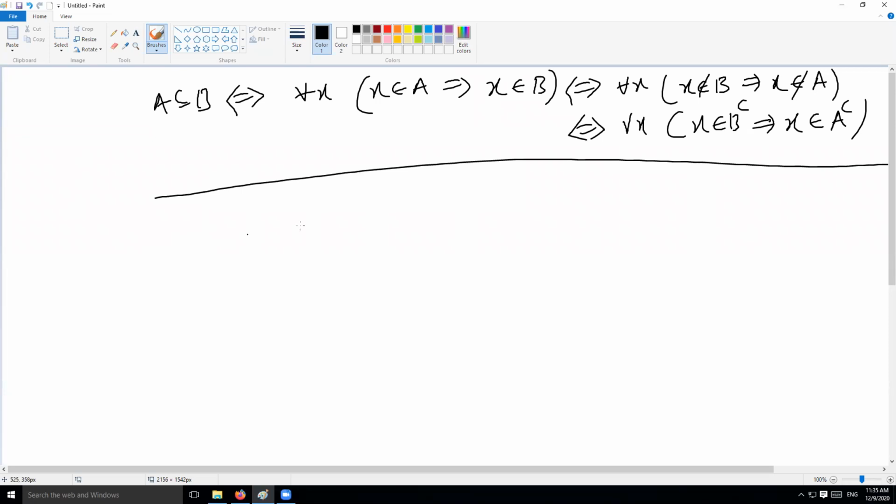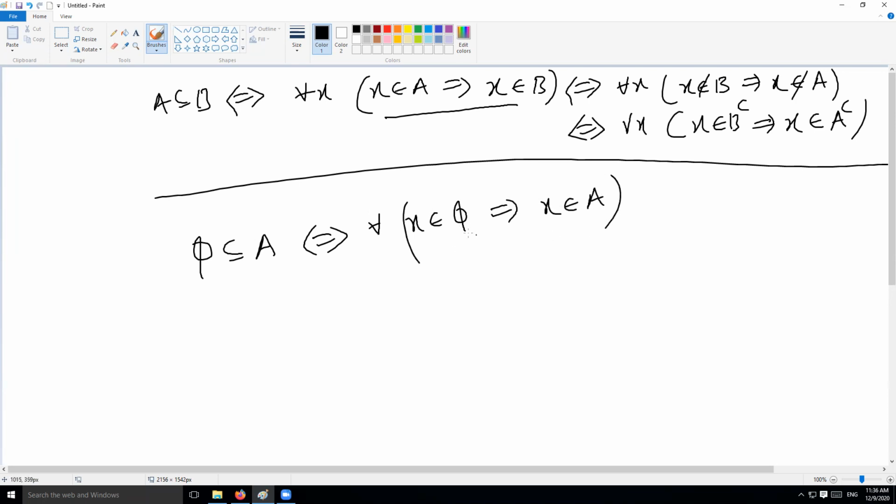Now I want to prove that, take A to be any set and phi the subset of it. In order to prove that phi is the subset of A, I need to prove that for all x, if x belongs to the empty set, this implies that x belongs to A. But this is troublemaking. What do you mean by x belongs to the empty set? There is nothing inside of it. So how can I say that x belongs to it?